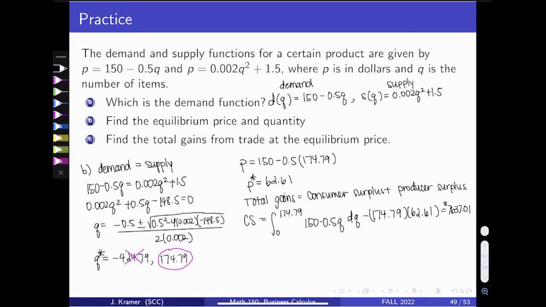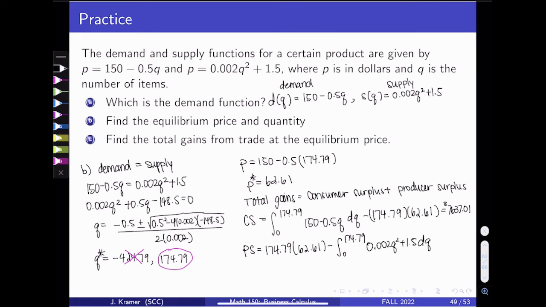Next, we'll find our producer surplus by setting up the integral, which is the equilibrium price times the equilibrium quantity minus the integral from 0 to the equilibrium quantity of the supply function integrated with respect to Q. So we have 174.79 times 62.61 minus the integral from 0 to 174.79 of 0.002 Q squared plus 1.5, because that's our supply curve.